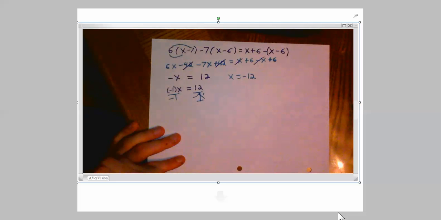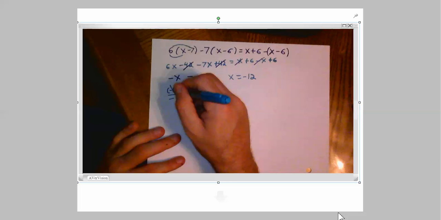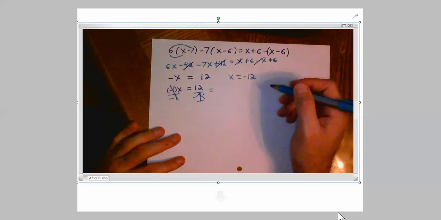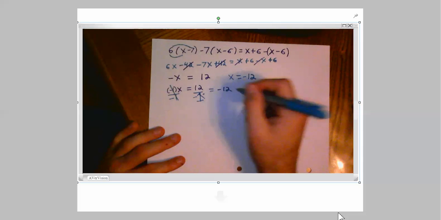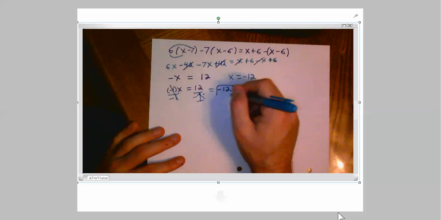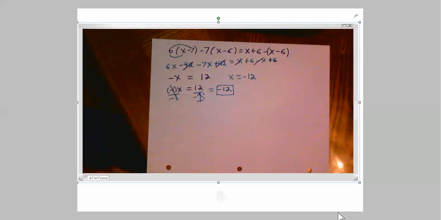That's a 1, if you can believe it. Now these cancel out, and I'm left with 12 is x is equal to 12 divided by negative 1. The 12 divided by negative 1 is just negative 12. That's your answer. Okay, so I hope they answered the question that was asked.